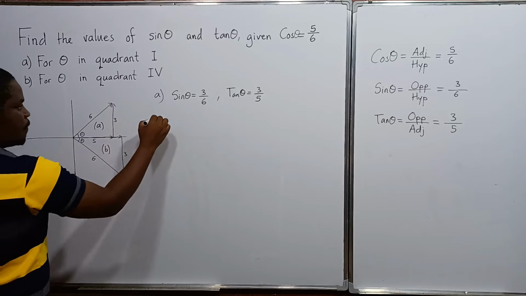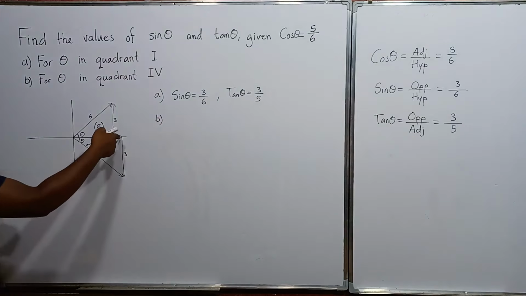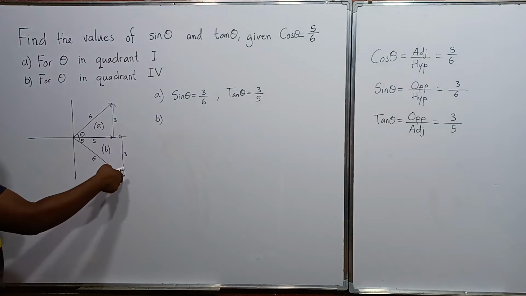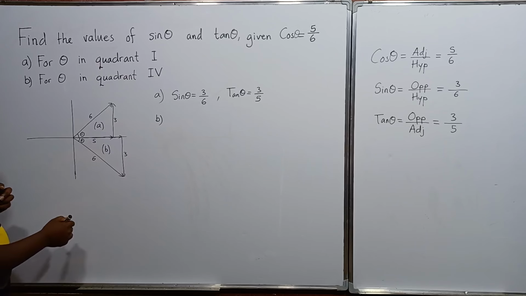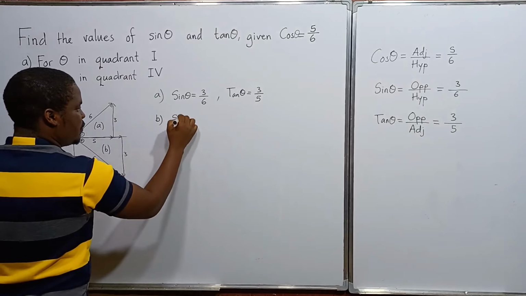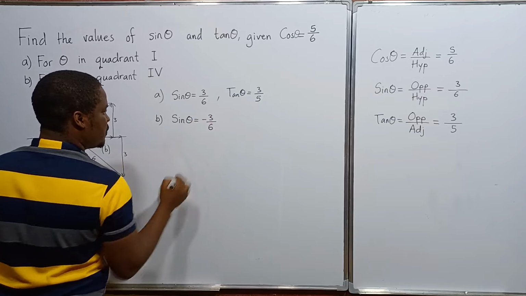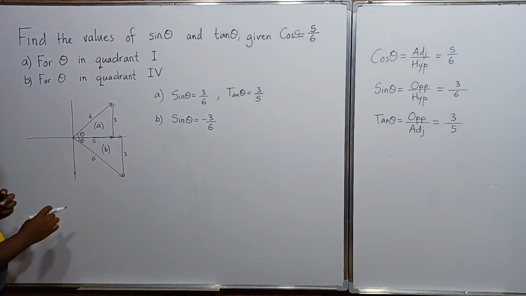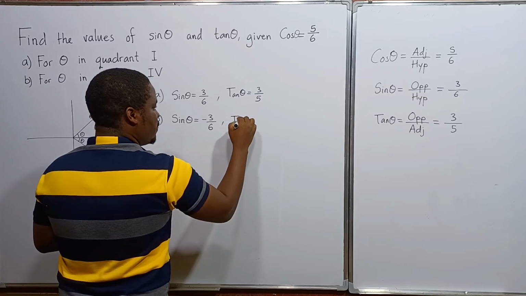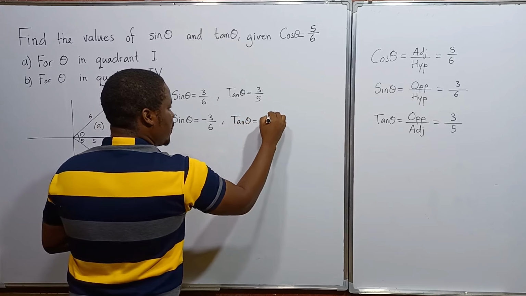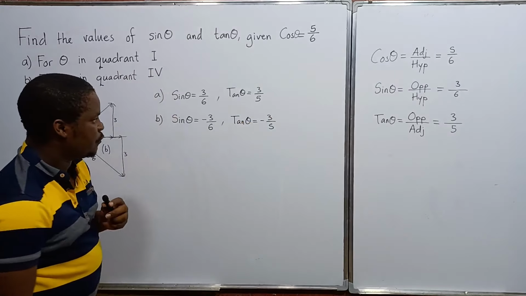For quadrant 4, which is part B in this case, we can see that the opposite is going down, hence it's negative. The hypotenuse is the resultant, so it will be positive. So for sine, we shall say sine theta is equal to negative 3 over 6. Remember, in the fourth quadrant, sine is negative. Same thing for tan. Tan theta is also equal to negative 3 over 5, simply because tan in the fourth quadrant is also negative.